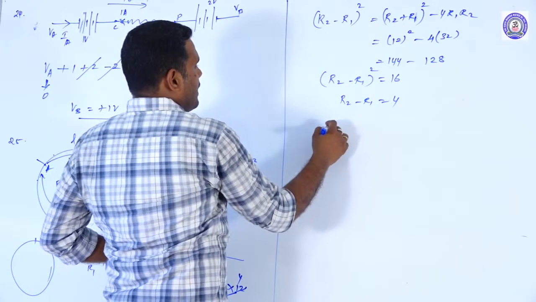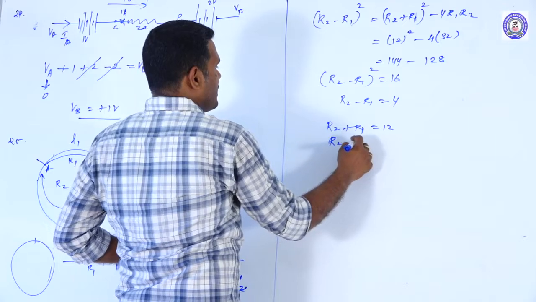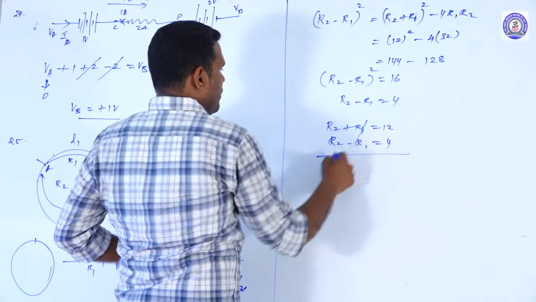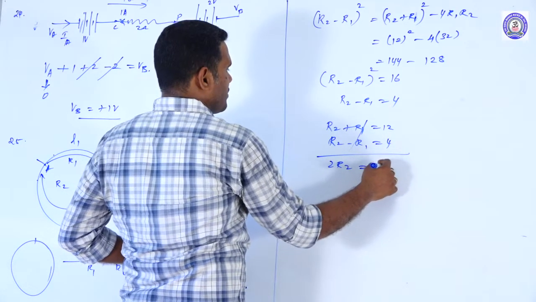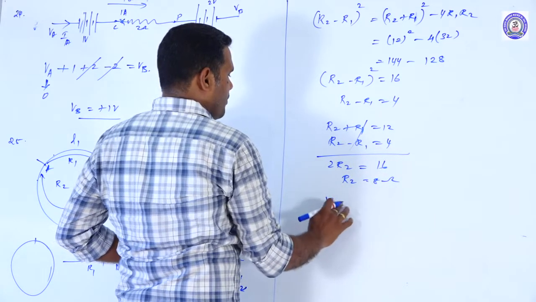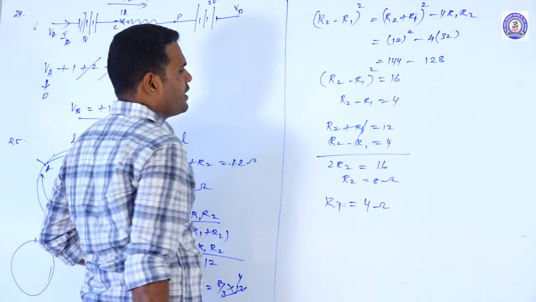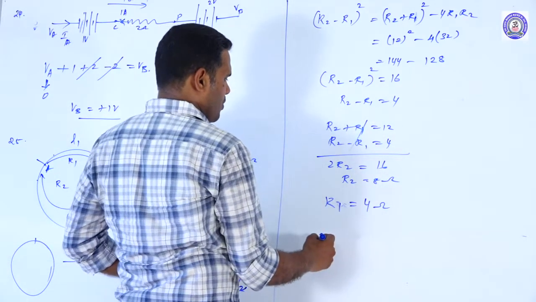As we know, R2 plus R1 is 12 and R2 minus R1 is 4. We can calculate 2R2 is equal to 16, R2 equals 8 ohm. If R2 equals 8 ohm, R1 is equal to 4 ohm. We can substitute in any of the equations. R1 is equal to 4 ohm.